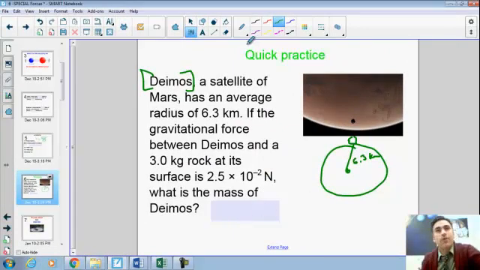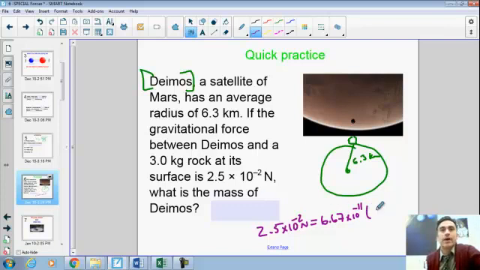Well, let's go ahead and figure this out. The first thing we need to do is set up our problem. So I'm going to try to squeeze it in over here. 2.5 times 10 to the negative 2 newtons. That should equal G, which is 6.67 times 10 to the negative 11th, multiplied by mass number 1, which is 3. And we're looking for mass number 2. And again, it doesn't matter which one you choose as mass 1 or mass 2. It's going to end up being the same.